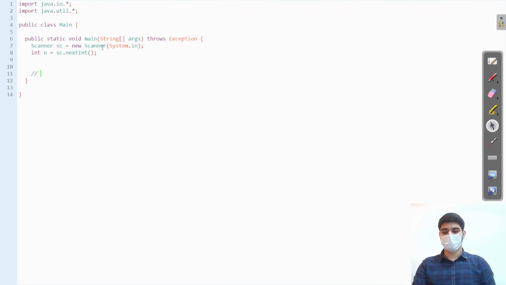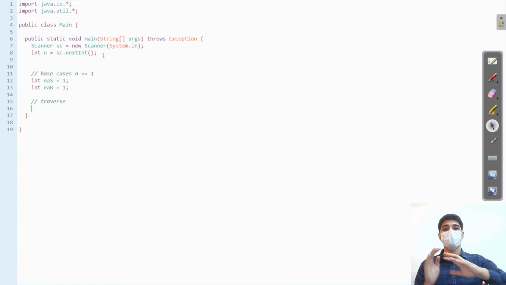Now we have to write our base cases. Base cases when n was equivalent to 1, right? So when n is equivalent to 1, we have end at space equal to 1, we have end at building equal to 1, right? Now we would traverse and solve for lengths 2 to n, right? So we have int i equivalent to 2 and i goes till n, i plus plus.